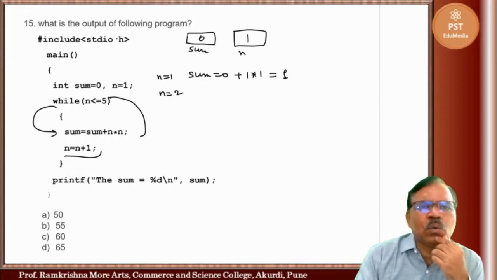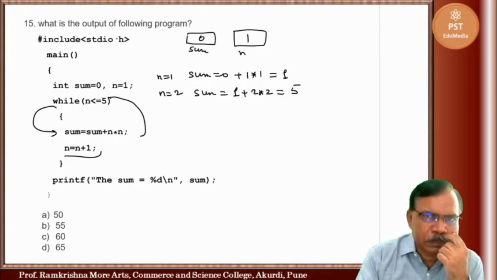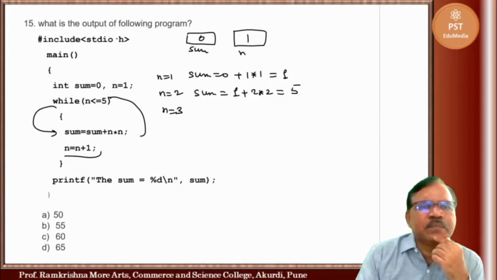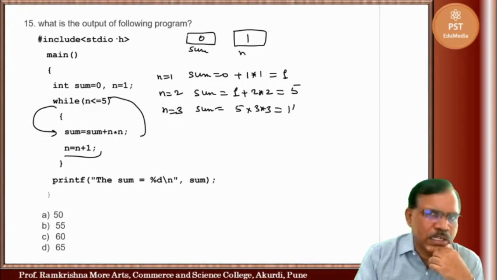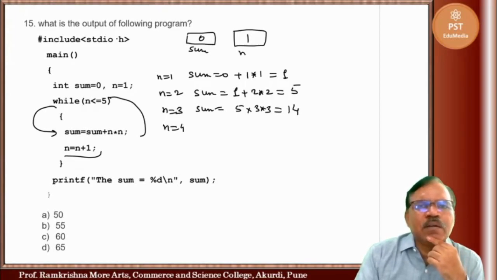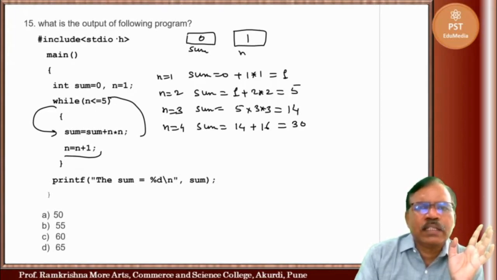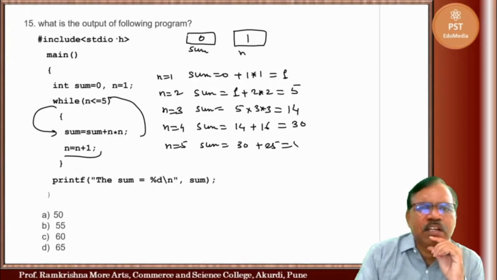It goes back, it is true, so sum equal to earlier sum plus 2 star 2, so it becomes 5. Then n will become 3, sum equal to 5 plus 3 into 3, so 9 plus 5, that is 14. Then n will become 4, sum equal to 14 plus 4 into 4, that is 16, so we will get 30. Then n will become 5, sum equal to 30 plus 5 into 5, that is 25, so it is 55.